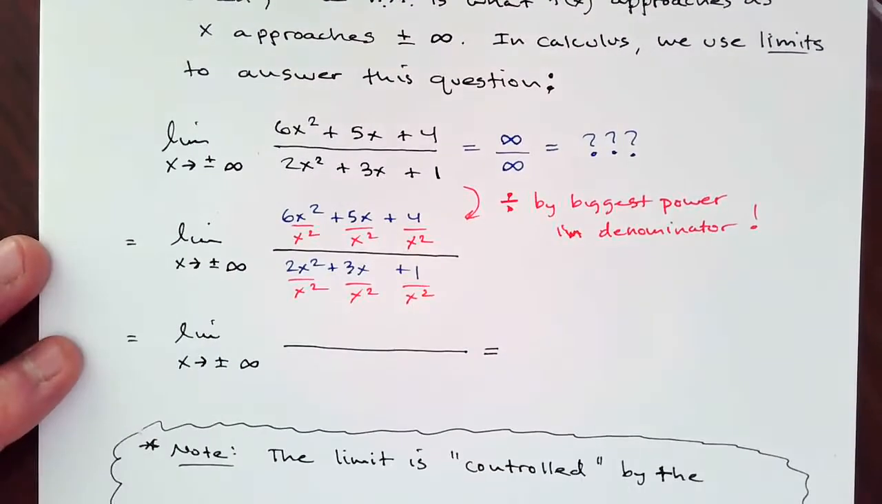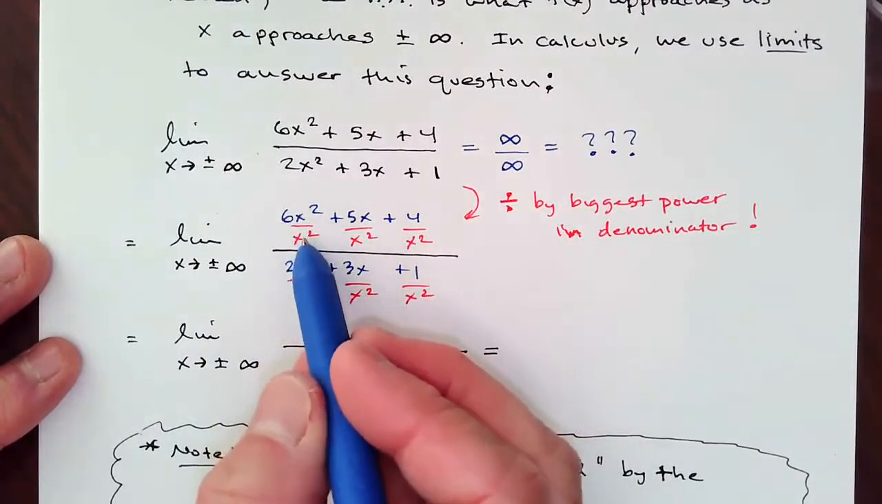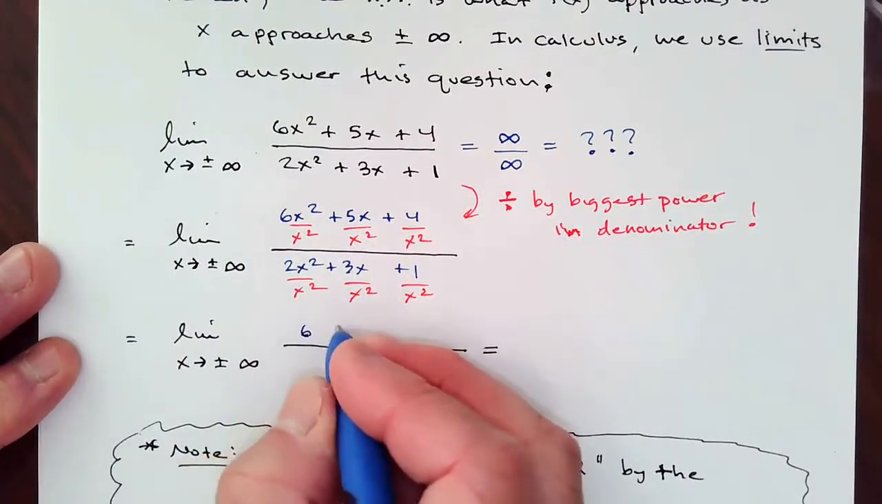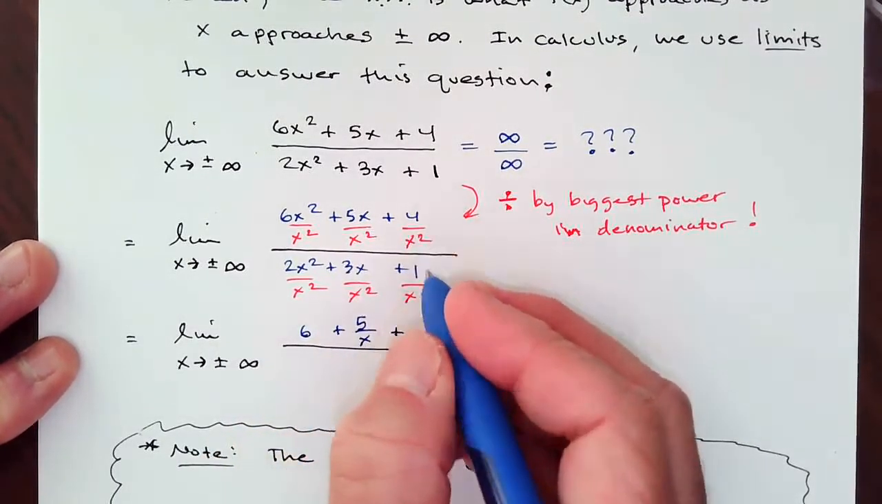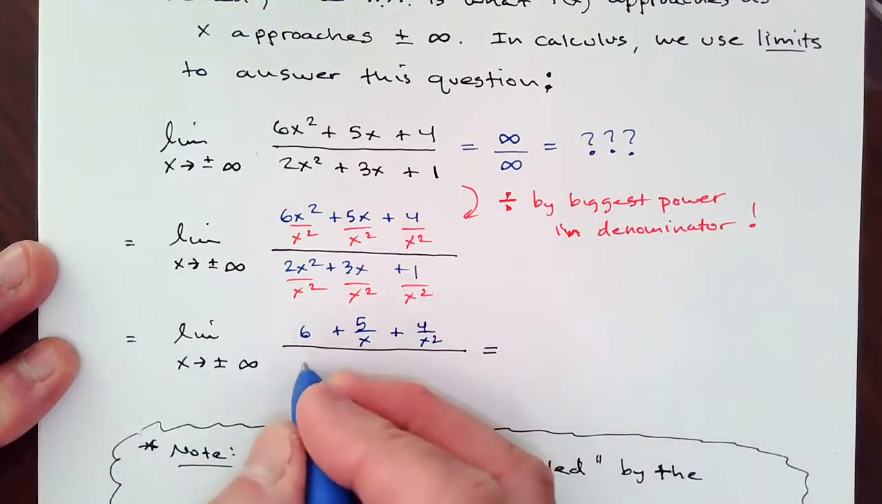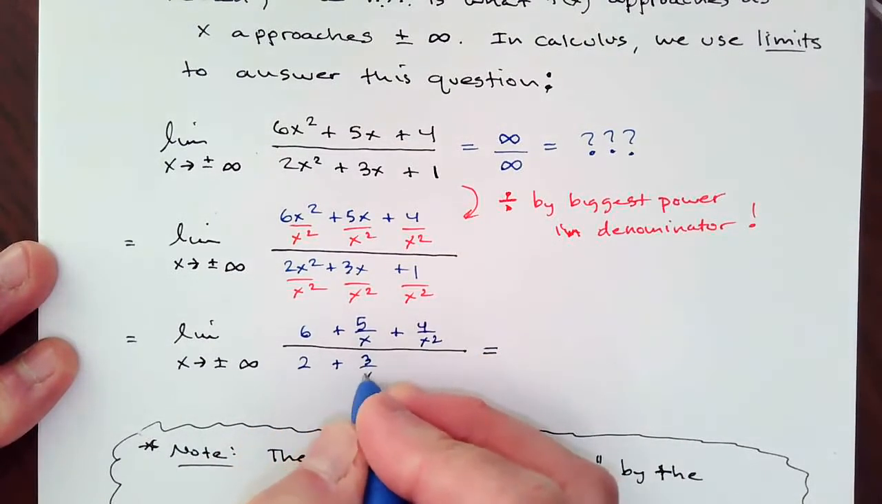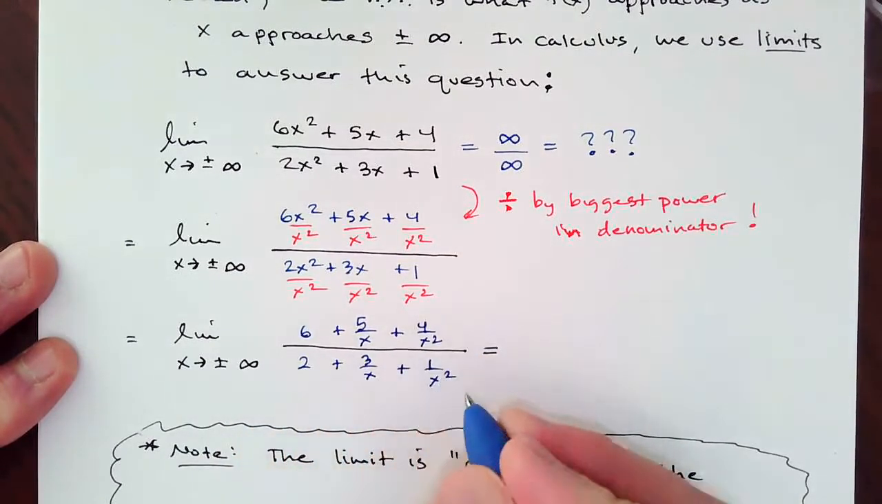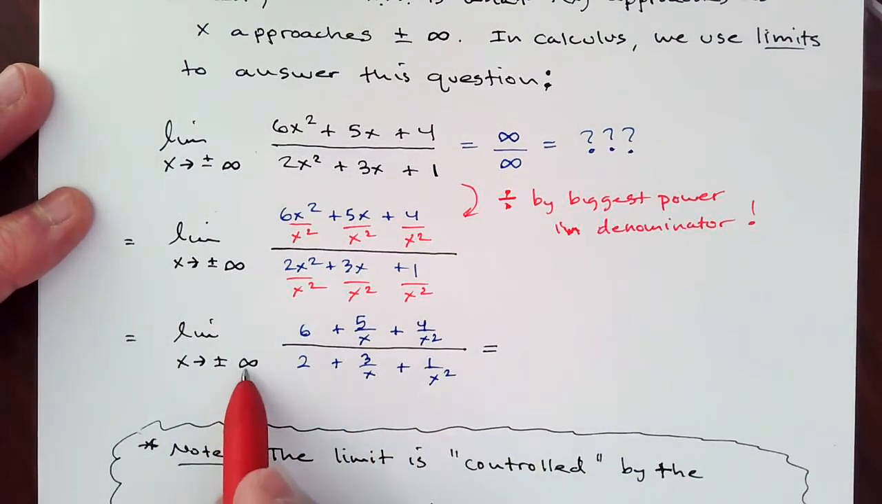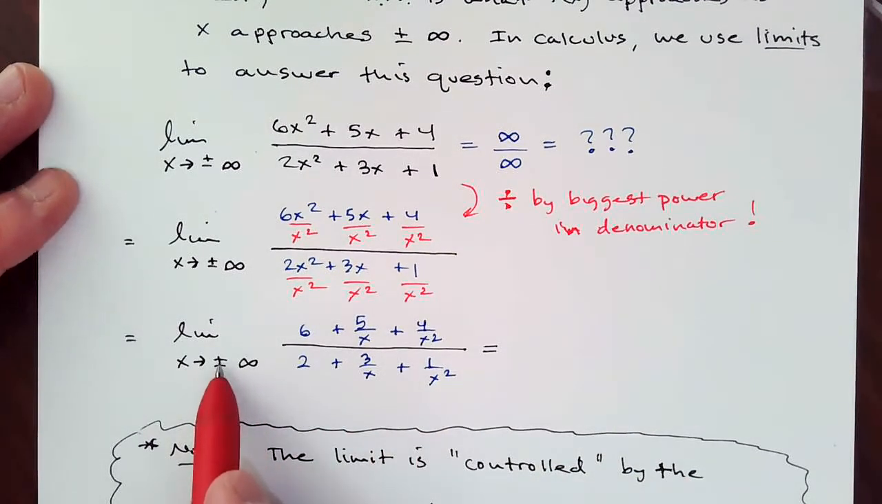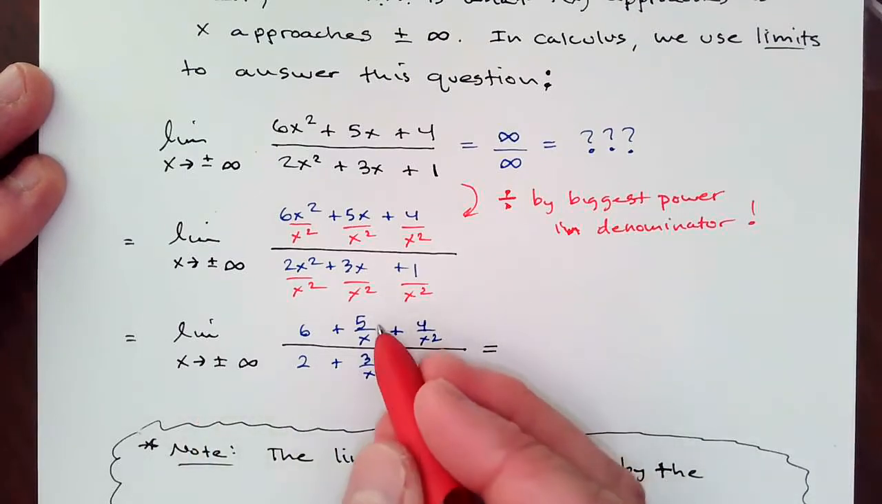And if we simplify this, 6x squared over x squared is just 6. This term just becomes 5 over x, 4 over x squared, 2 plus 3 over x plus 1 over x squared. It's a lot easier to see as x goes to, now we can bring in negative infinity, whether it goes to plus or minus infinity.